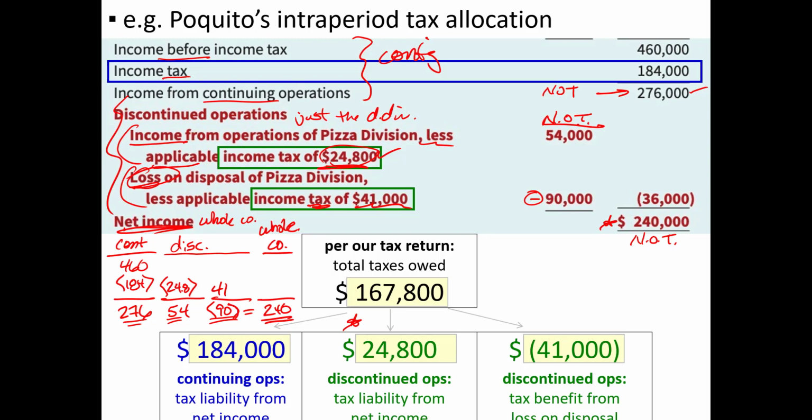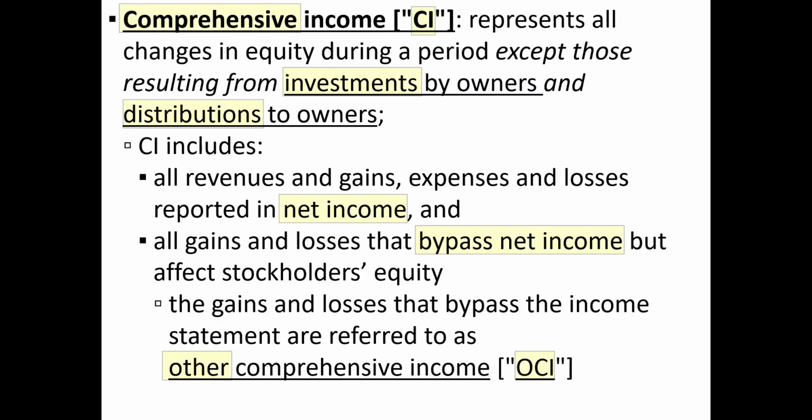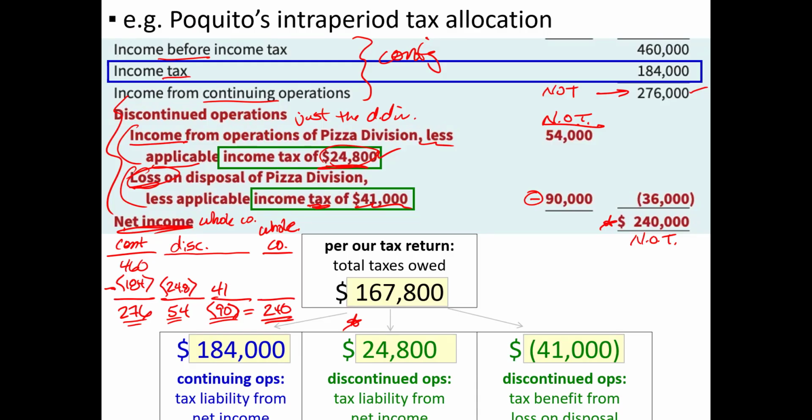So in this case, what you see back here is the company as a whole had 184,000 in taxes from continuing operations, and then it had tax effects from its discontinued operations. Overall, the tax liability for the company, continuing and discontinued operations, is 167.8. Okay, that's what the IRS is expecting. They don't really care that we have continuing operations and discontinued operations. They look at the company as a whole and say, "Pay me my money. You owe me 167,800."